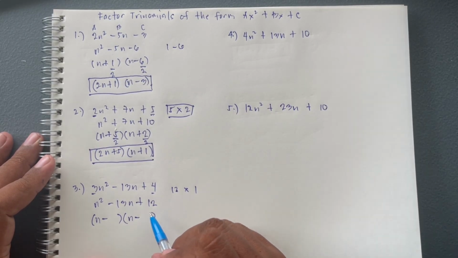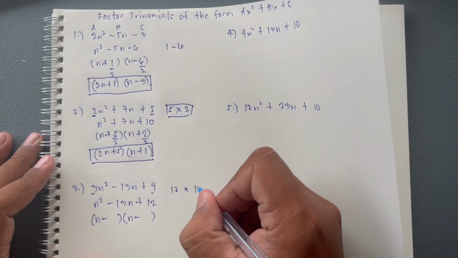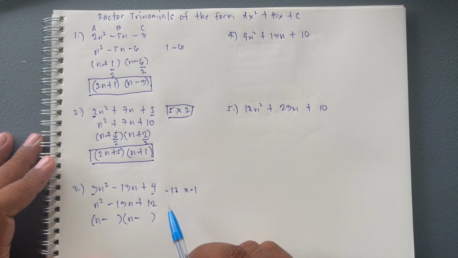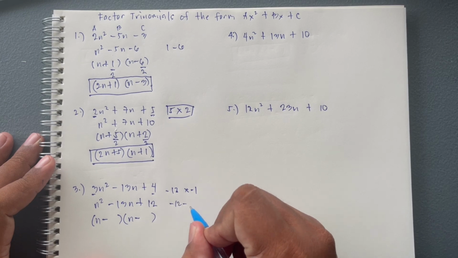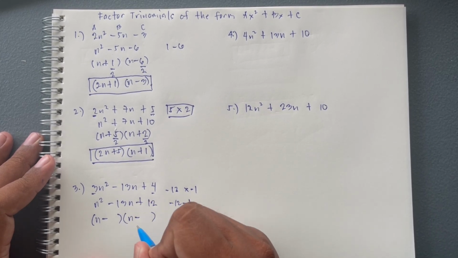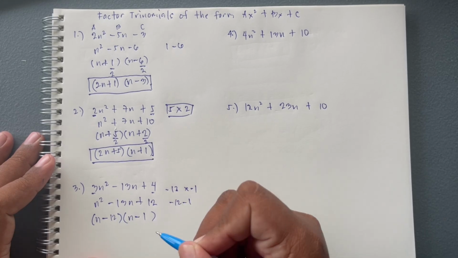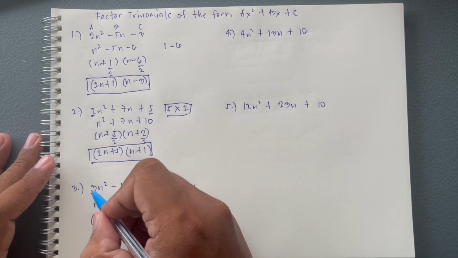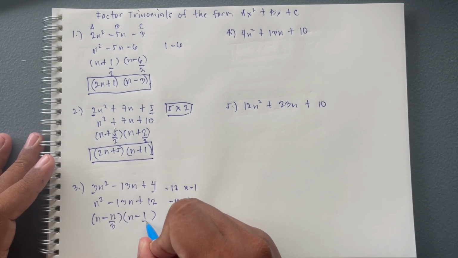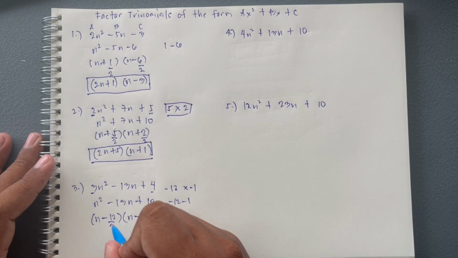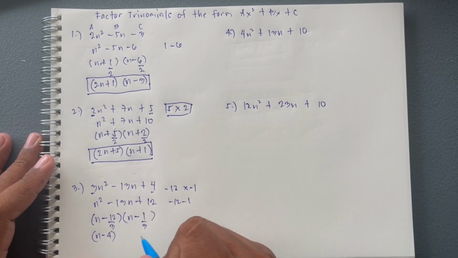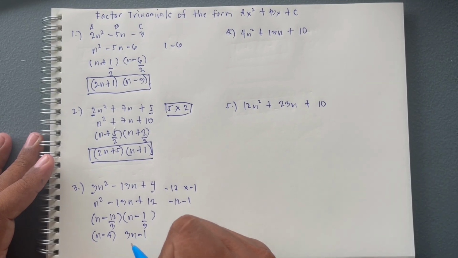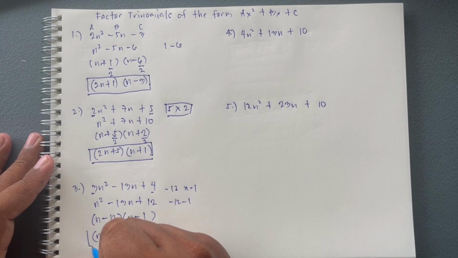So 12 times 1 is positive 12. But since the middle term is negative, both are negative. Okay, negative 12 times negative 1 is positive 12, and negative 12 minus 1 is negative 13. They can swap places, 12 and 1. Okay, then divide by 3. So 12 divided by 3 is 4. Okay, so 3 times n minus 1. So this is the final answer.